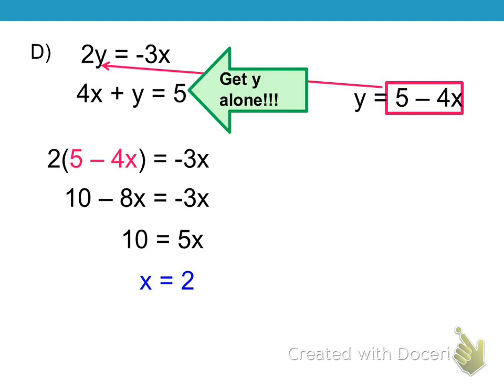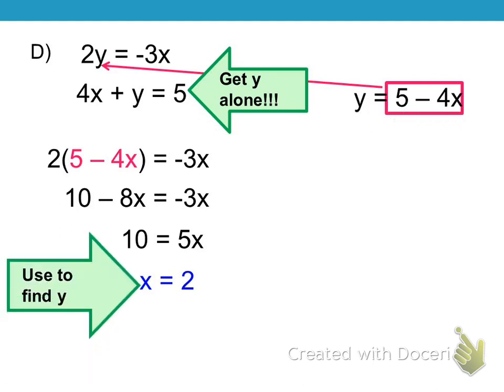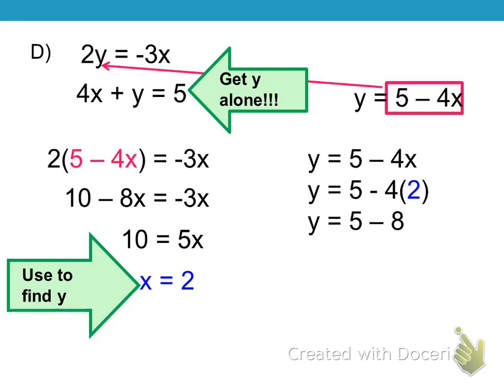Now, y is already isolated over here, so let's just plug the x in and simplify. So it's going to be 5 minus 4 times 2. 4 times 2 is 8, and 5 minus 8 is negative 3. So we have our answer as the ordered pair 2, negative 3.